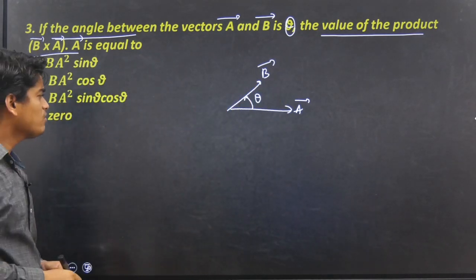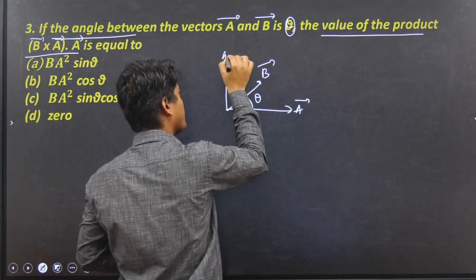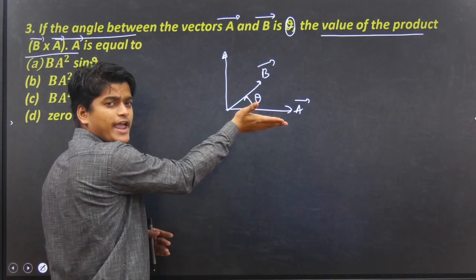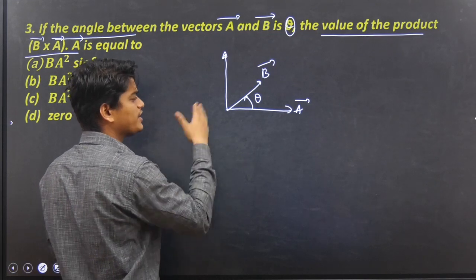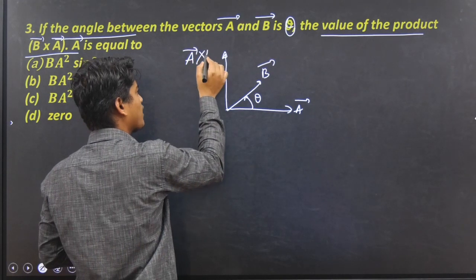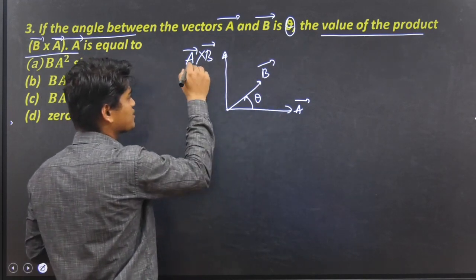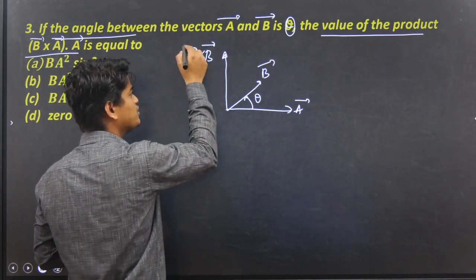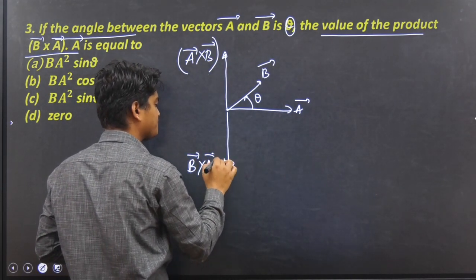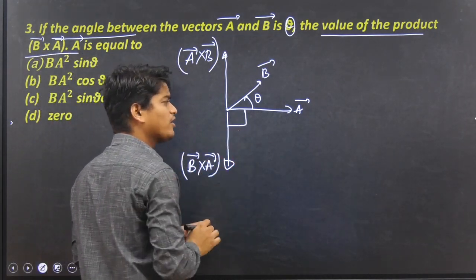Now A cross B will be in the upward direction. Always use the right-hand thumb rule. Take all fingers in the direction of A, because I am finding A cross B, then curl towards B, and the thumb will be in the upward direction. So I can write it is A cross B. Understanding? And if I want to write B cross A, it will be opposite to A cross B. That means B cross A will be in this direction. This is your B cross A vector. Now see, this B cross A vector is perpendicular to A also.